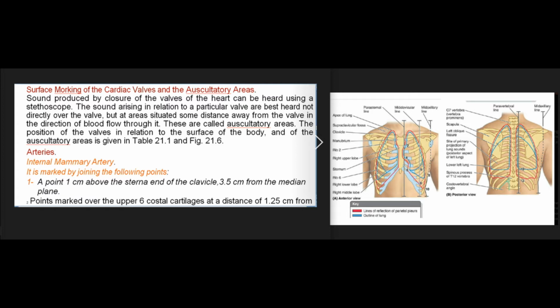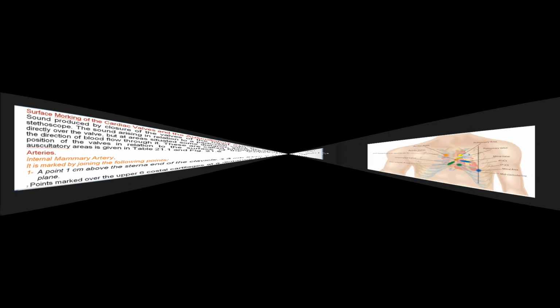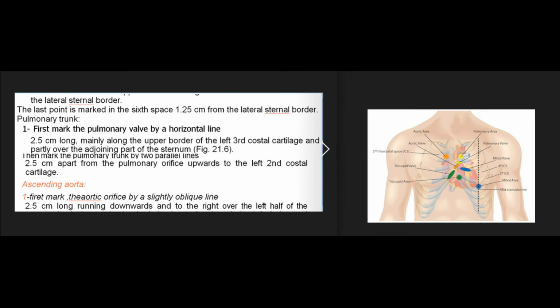Arteries. Internal mammary artery. It is marked by joining the following points: 1. A point 1 cm above the sternal end of the clavicle, 3.5 cm from the median plane. 2. Points marked over the upper 6 costal cartilages at a distance of 1.25 cm from the lateral sternal border. The last point is marked in the sixth space 1.25 cm from the lateral sternal border.